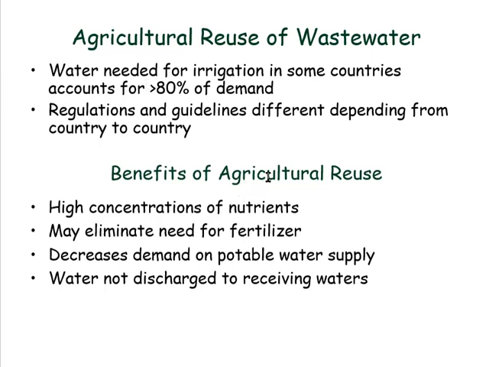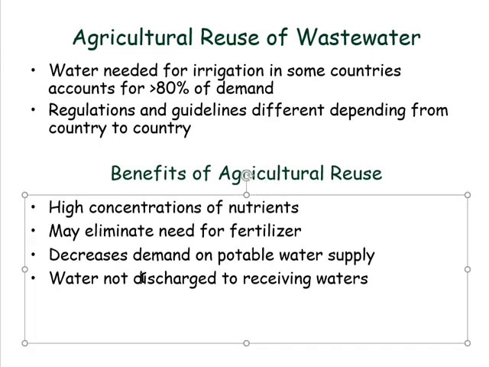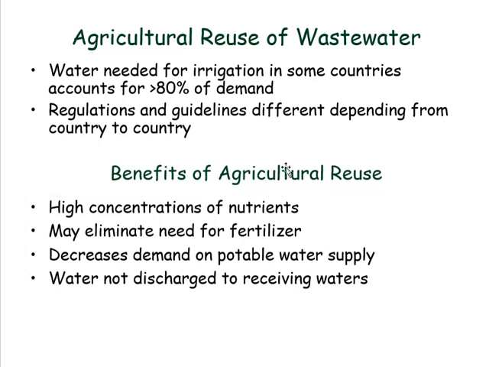What are the benefits of using it in agriculture? Because the wastewater which you will use for growing the plants already has the nutrients. You don't need the fertilizer. There is nitrogen, phosphorus already in the wastewater, so it will eliminate the need for fertilizer. Right? It will decrease the demand on the potable water you supply, and sweet water you will save. You can save the supply of clean water, sweet water, by using this wastewater. And you don't have to throw this wastewater into the water, so you will reduce the environmental pollution also.